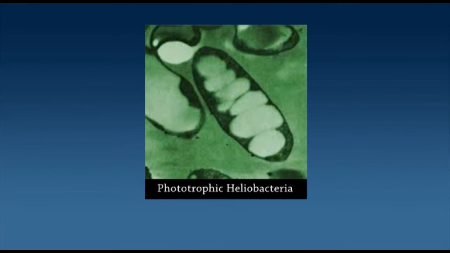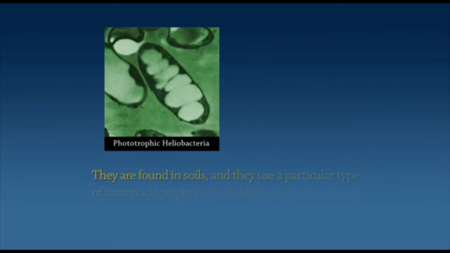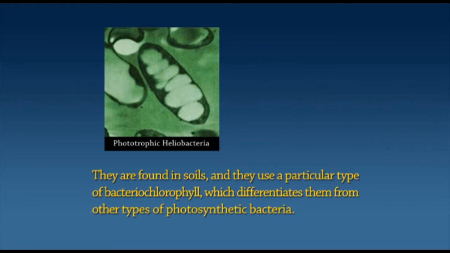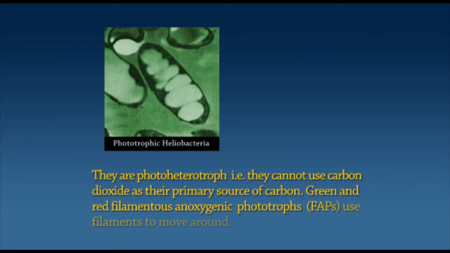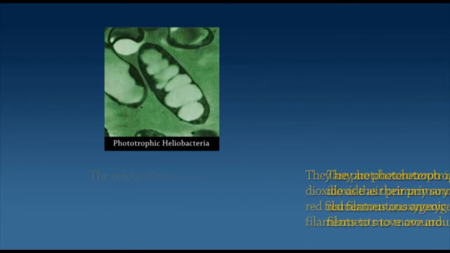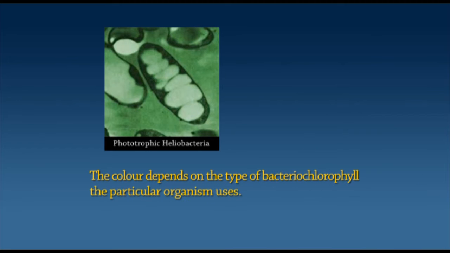Phototrophic heliobacteria are found in soils, and they use a particular type of bacterial chlorophyll which differentiates them from other types of photosynthetic bacteria. They are photoheterotrophs. That is, they cannot use carbon dioxide as their primary source of carbon. Green and red filamentous anoxygenic phototrophs or FABs use filaments to move around. The color depends on the type of bacterial chlorophyll the particular organism uses.